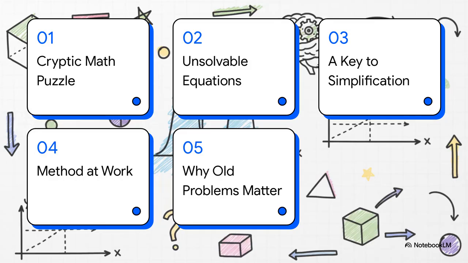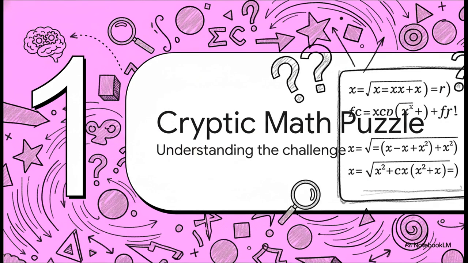All right, here's our game plan. First, we're going to unpack the puzzle itself. Then we'll get into why this has been such a huge historical challenge. After that, we'll uncover the paper's key strategy for simplifying things, see it in action, and finally, we'll talk about why solving these ancient problems still matters so much today. So, first things first, let's get a handle on what we're actually dealing with here.